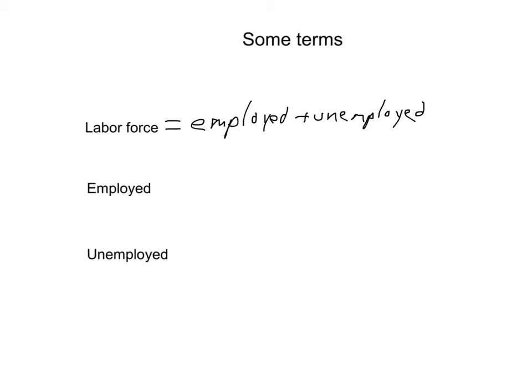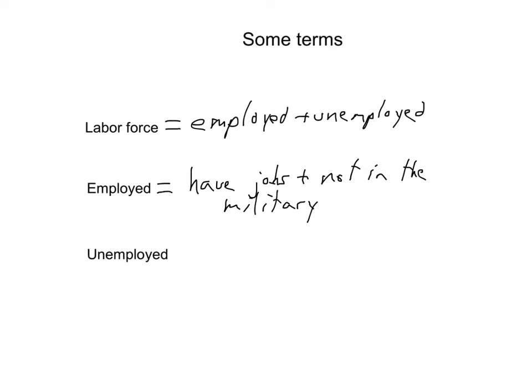Okay, those who are employed are people who have jobs and are not in the military. Why do we exclude people in the military? Well, because you could really improve your employment numbers by just drafting people, right? So we don't want to make it look like, the economy's going great because we're drafting everybody. That wouldn't be a great economy. That would just be the government saying, well, everybody's employed, look.